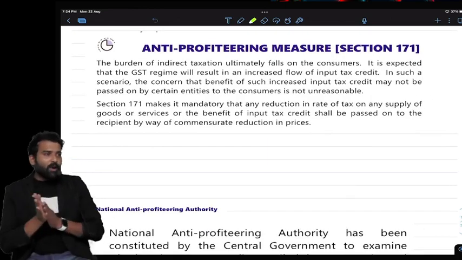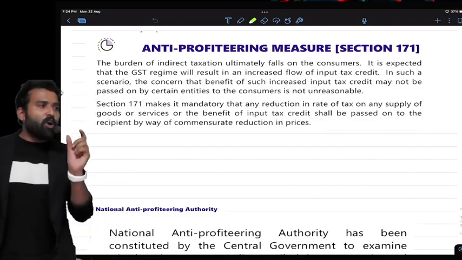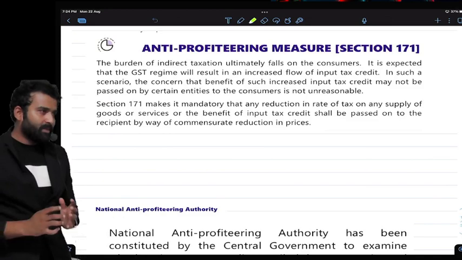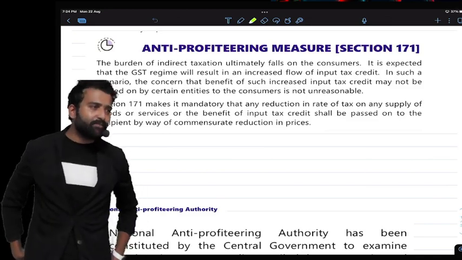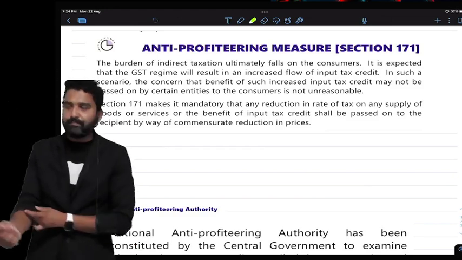Okay. Now, in our GST, we are left with two very small topics. First one is the anti-profiteering clause or anti-profiteering measure. It is actually covered in Section 171 of the CGST Act. And what this anti-profiteering clause says is very simple.